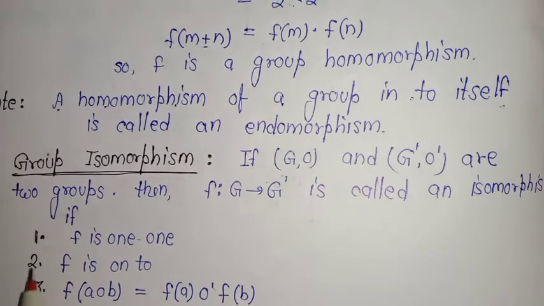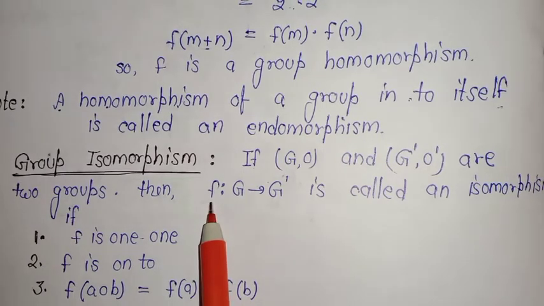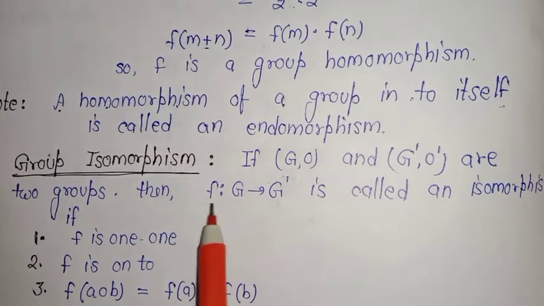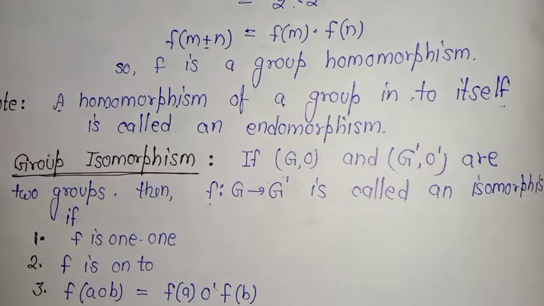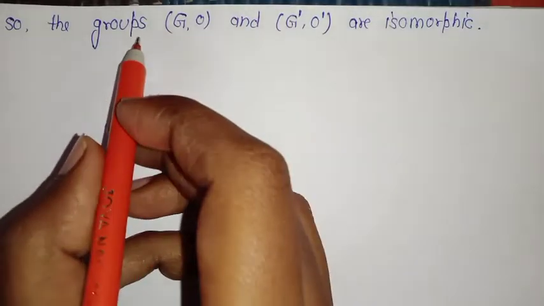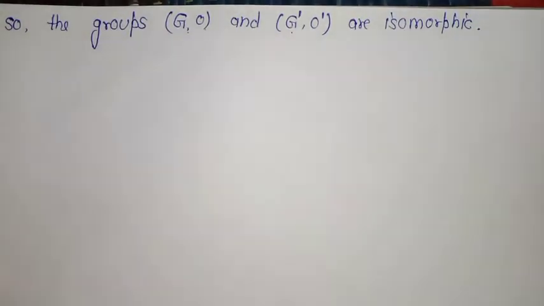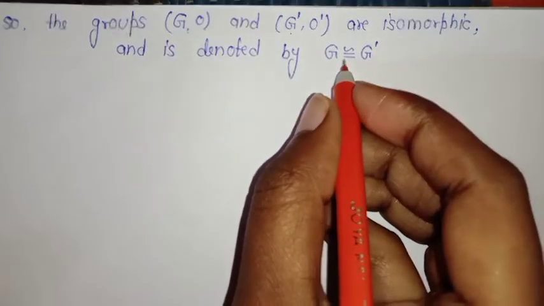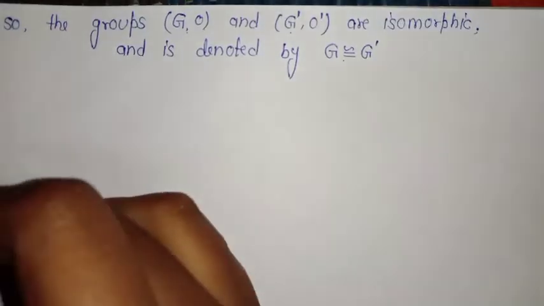If these three conditions are satisfied, then we can say that the given function f is an isomorphism, and then the two groups G and G' are said to be isomorphic. The groups (G, o) and (G', o') are isomorphic to each other, and this is denoted by G ≅ G'. This is the symbol to denote an isomorphism between two groups.